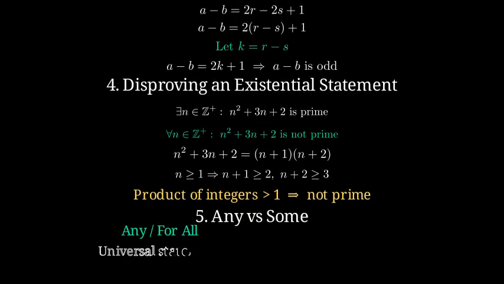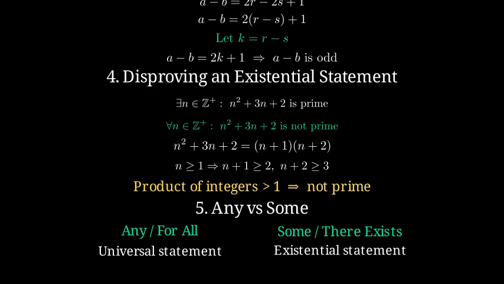Finally, let's summarize the language. Any or for all means every single element. Some or there exists means at least one. Using the wrong word can break the logic of a proof. Here is a quick comparison table.